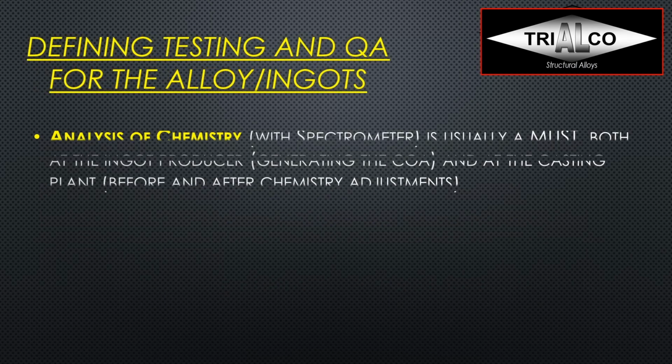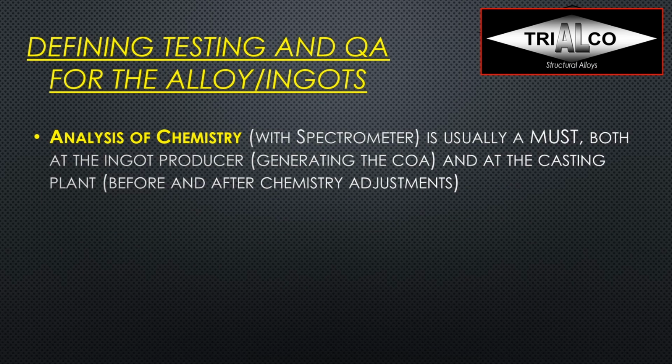Now let's have a quick look at defining testing and quality assurance for alloy and ingots. Analysis of the chemistry with a spectrometer is usually a must.